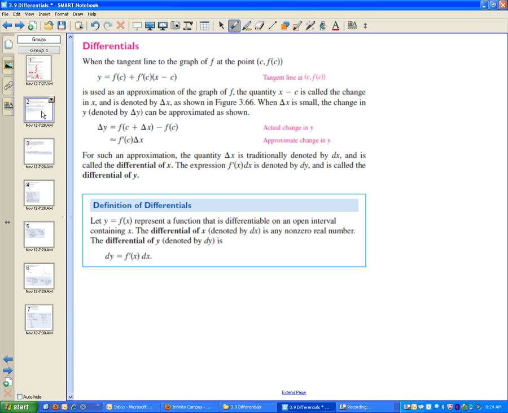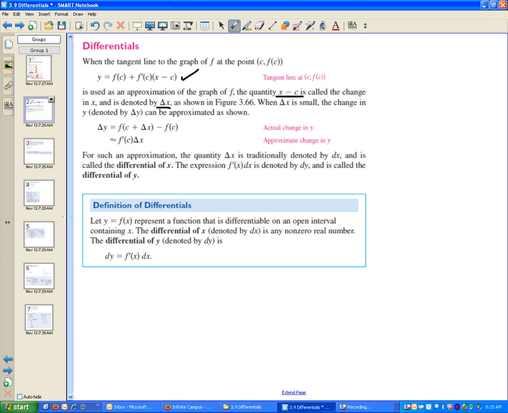Okay? Saves you a lot of time. So, that's what's going on here. So let's read along here. When the tangent line to the graph of f at the point c is used as an approximation of the graph of f, the quantity x minus c is called the change in x and is denoted by delta x. Okay? The change in x is x minus some little bit. That's the change in x.